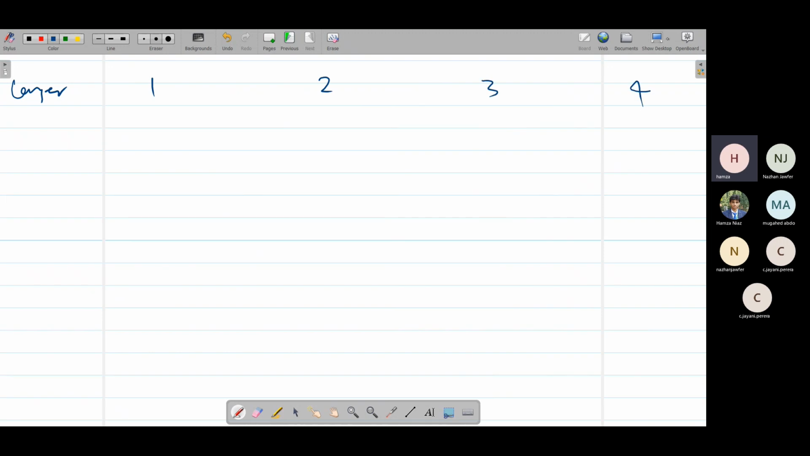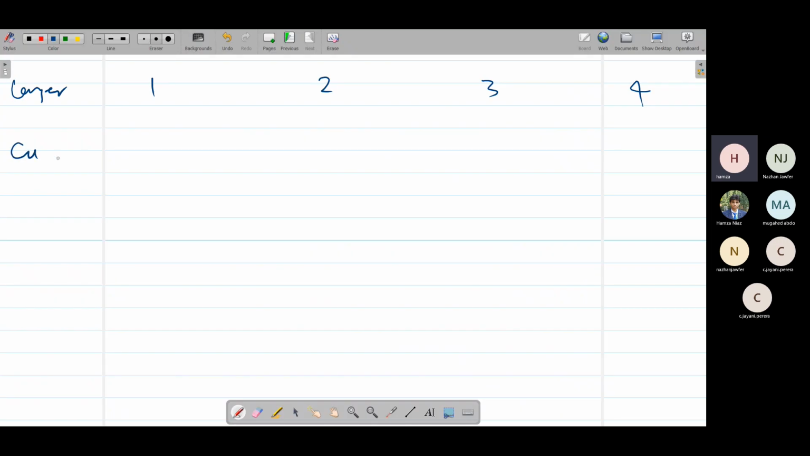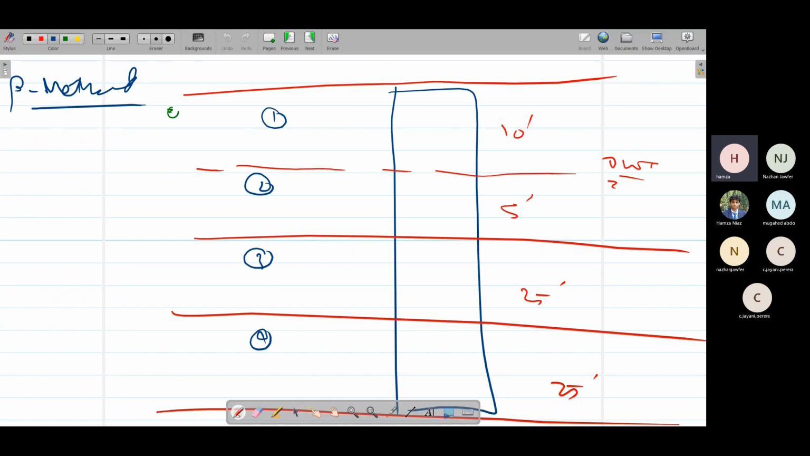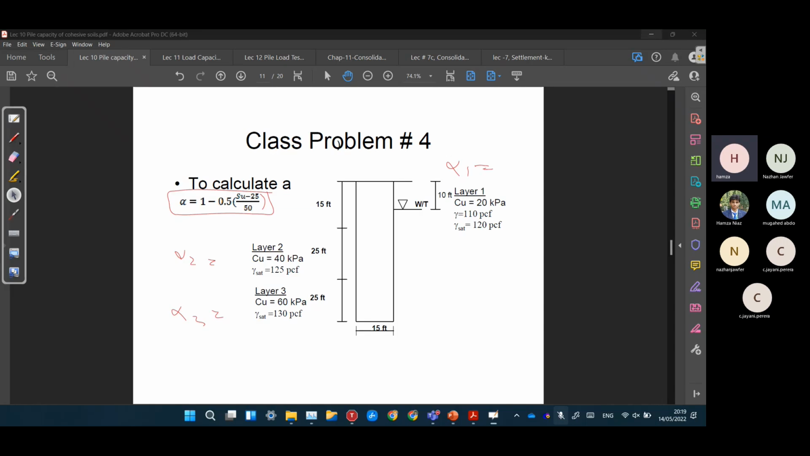For layer 1, the first thing we have to tabulate is the Cu values. The Cu value is 20 for layer 1, 40 for layer 2, 60 for layer 3. We are dividing layer 1 into 2 parts because of the water table. This is actually the whole layer 1, but we have divided it into 2 parts because the water table is between the layers. So after the Cu value, what we have are gamma values.